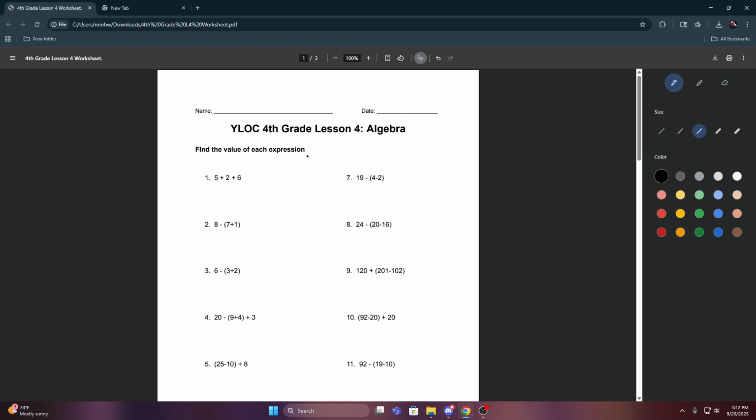Find the value of each expression. I'm going to attempt question number 1, 4, and 9, which seem to be good indicators of how to solve the rest of the questions.